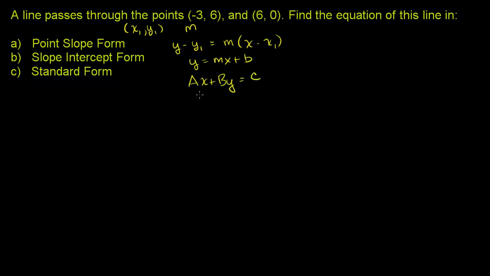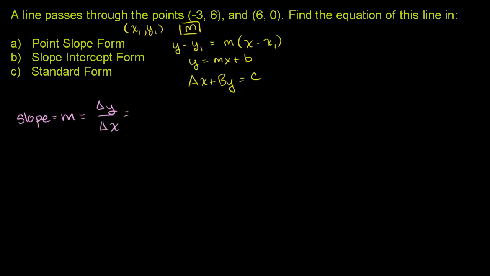So let's do this. Let's figure out all of these forms. The first thing we want to do is figure out the slope. Once we figure out the slope, then point-slope form is actually very, very straightforward to calculate. So just to remind ourselves, slope, which is equal to m, is equal to the change in y over the change in x.